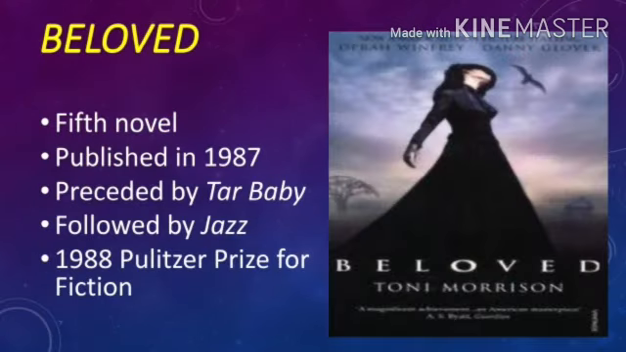Beloved was Toni Morrison's fifth novel. It was preceded by Tar Baby. It was the first of a trilogy, followed by Jazz and Paradise. Beloved became a bestseller and received the 1988 Pulitzer Prize for Fiction. Its reception by critics was overwhelming, and the book is widely considered Morrison's greatest novel to date.